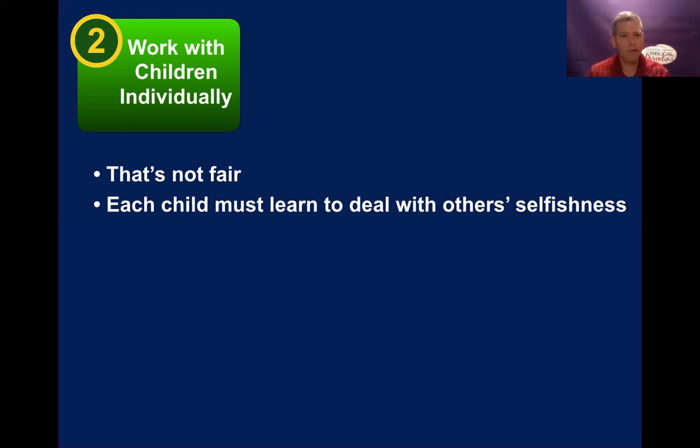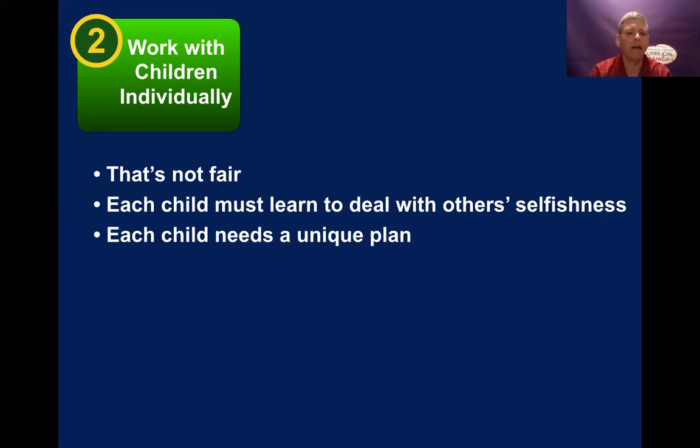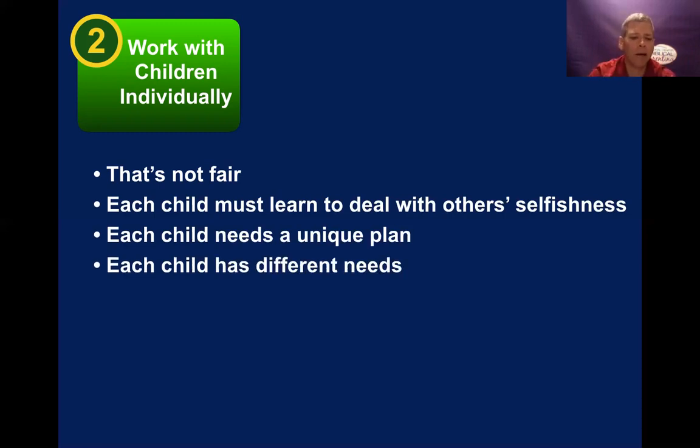It will get much further in the sibling conflict solutions if we work with the child individually, because child number one or child number two has some particular challenges as they relate to the other people in the home and their selfishness. And they have their own selfishness that they need to deal with as well. So every child needs a unique plan. Every child has different needs. As we develop that plan with each child, we're much more effective than trying to do this together.